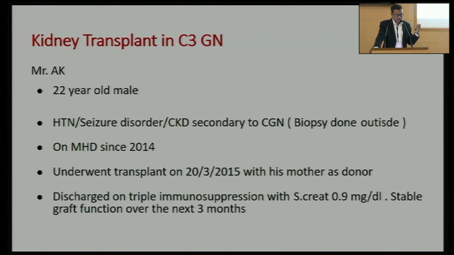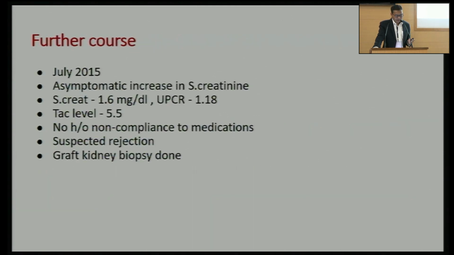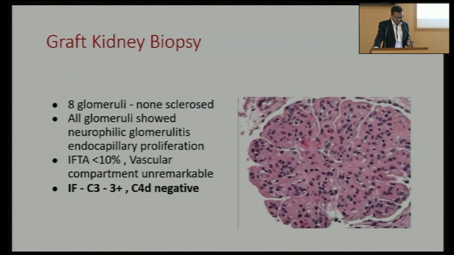We diagnosed this later. He came to us in 2014 and underwent transplant in 2015 with his mother as the donor. He had stable graft function over the next 3 months, but after 3-4 months he started developing a rise in creatinine and proteinuria, with no history of non-compliance with medication. So we did a graft biopsy, and you can see in this biopsy there is lobular accentuation and a neutrophilic glomerulitis, and C3 was 3 plus and C4 was negative.